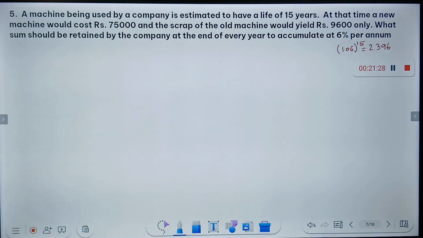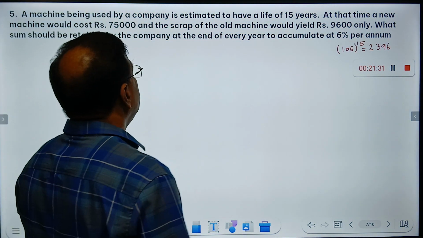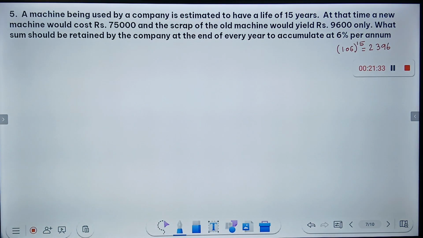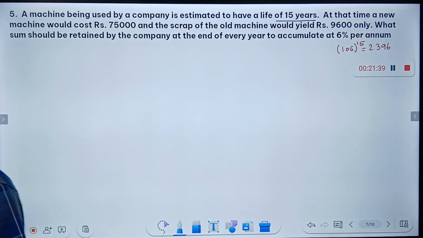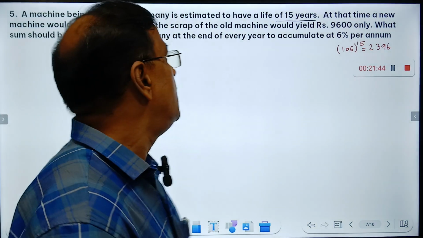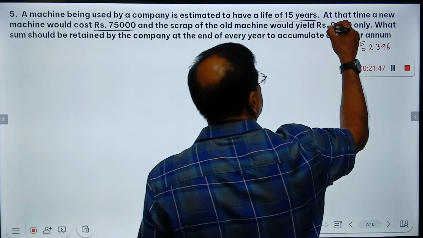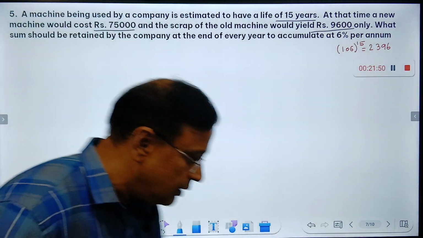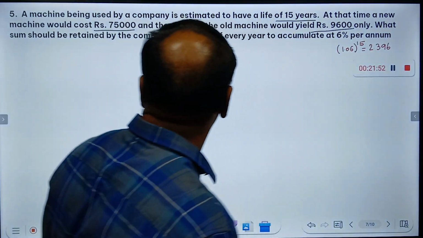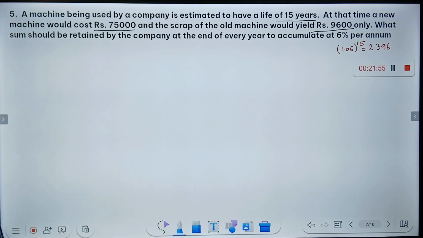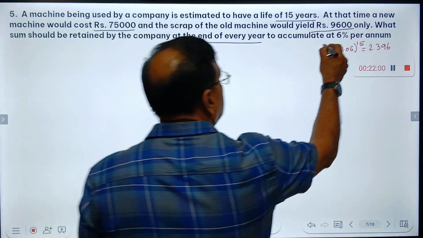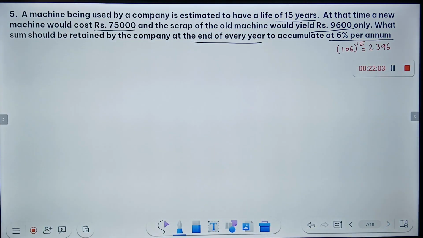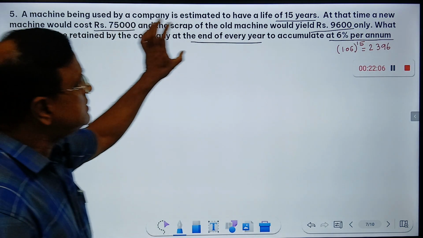Now let's go to the next question. A machine being used by a company is estimated to have a life of 15 years. At that time, a new machine would cost how much? 75,000. The new machine costs only 75,000. And the scrap of this original machine is this. What sum of money should be retained by the company at the end of every year to accumulate at 6% per annum? So only these data, just take the data.